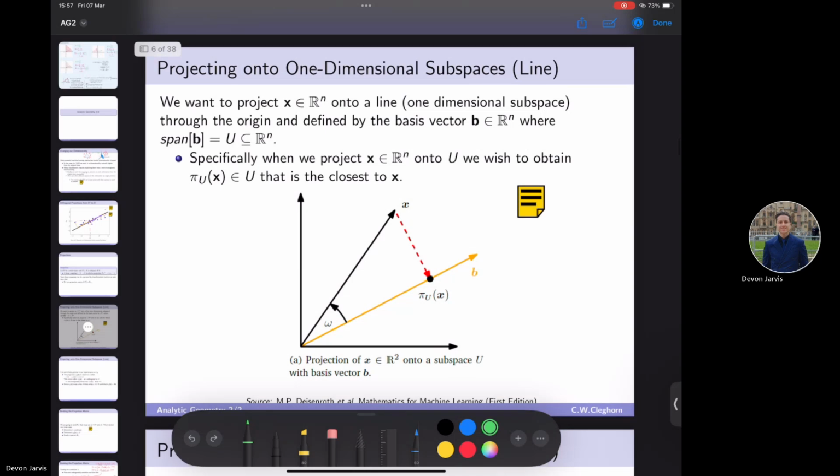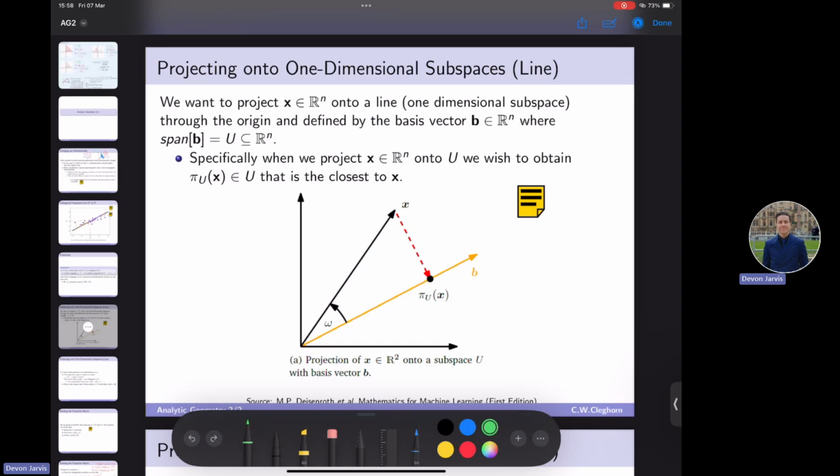Okay. And so we can start by looking at the projection onto the one-dimensional subspace. This is the easiest possible example of this. So we get sitting in a 2D space, want to embed into a 1D space along that yellow basis vector. Okay, so we want to project X onto a line, so one-dimensional subspace, through the origin and defined by the basis vector B, where we're spanning B, and U is the subset of Rn that's spanned by B. Okay, this is a general case, but again, for the moment, we're just looking at B being one-dimensional, being a single line.